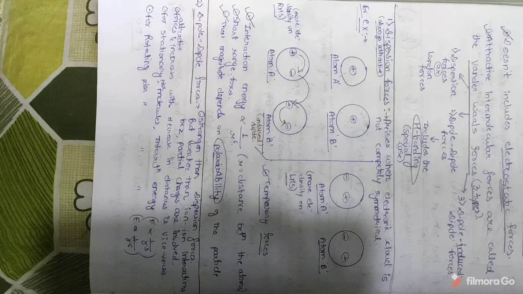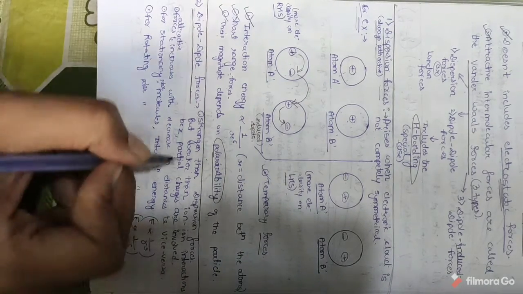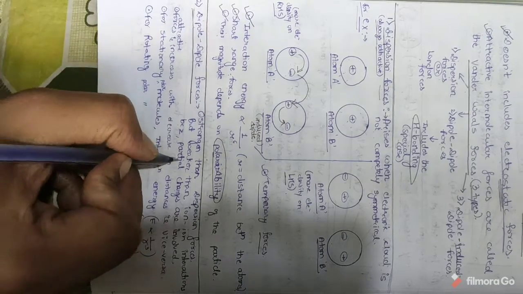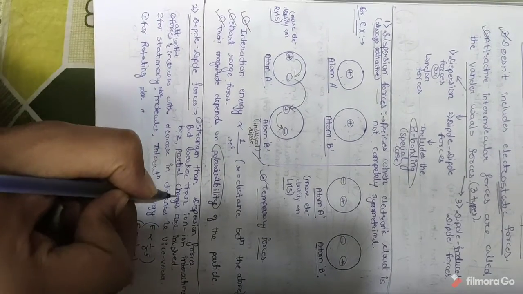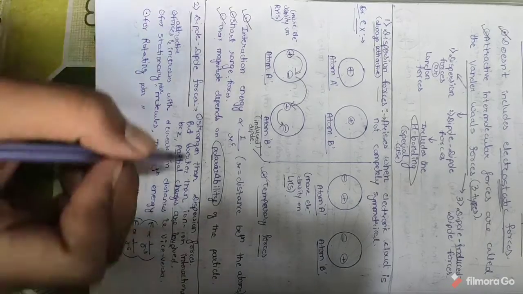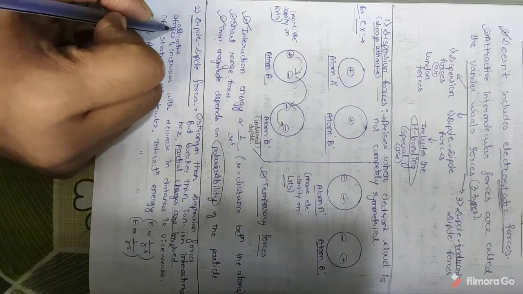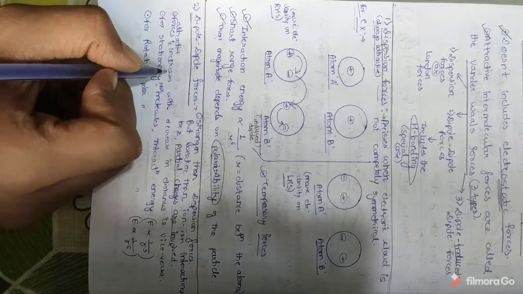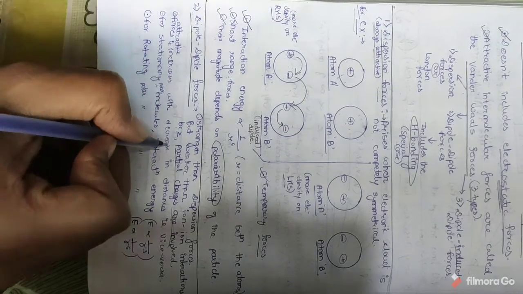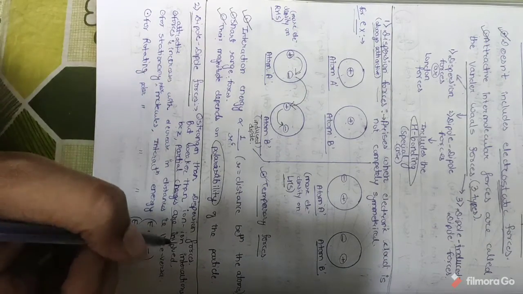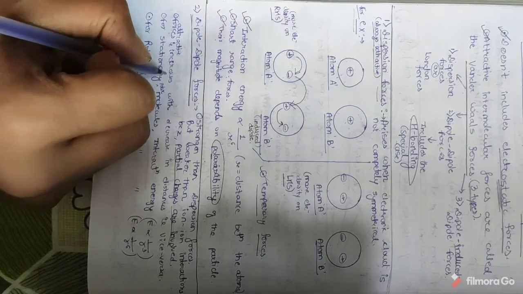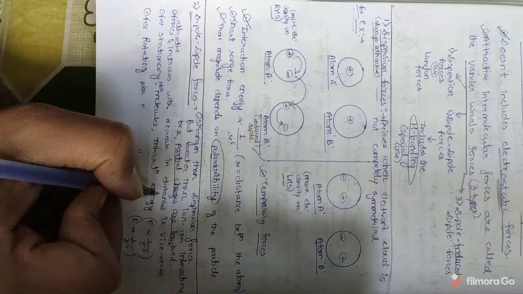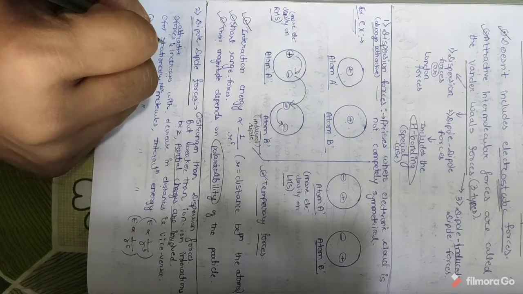The next type of forces is dipole forces. These are stronger than dispersion forces but weaker than ion-ion interactions. Why? Because partial charges are involved here, very important. These are also attractive forces. This type of force increases with decrease in distance and vice versa. That means the force increases with decrease in distance, and with increase in distance the force decreases.